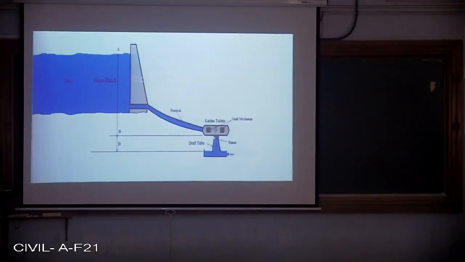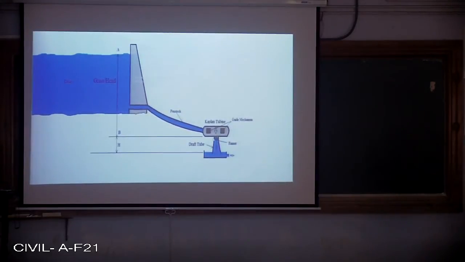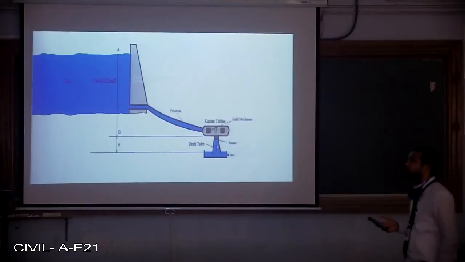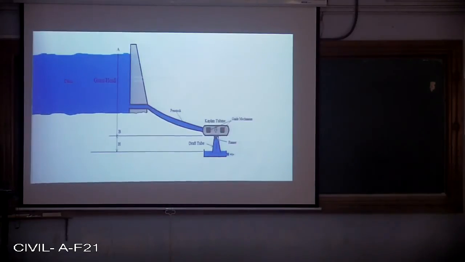So it moves through a draft tube. In the draft tube, over the topmost part there is a runner. When the water flows over the runner vanes, it starts rotating the runner. This is how the rotational power is developed.